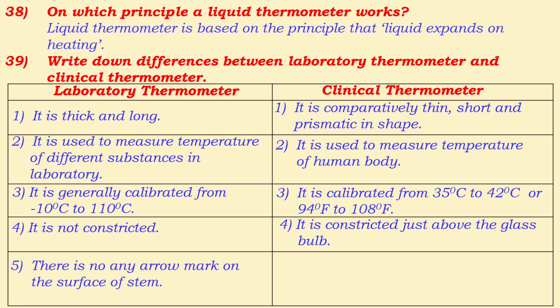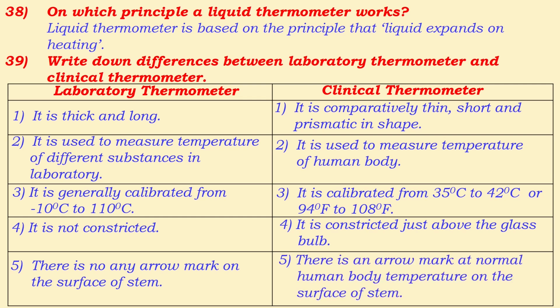There is no arrow mark on the surface of the stem of a laboratory thermometer, but there is an arrow mark at the normal human body temperature on the surface of the stem of a clinical thermometer.